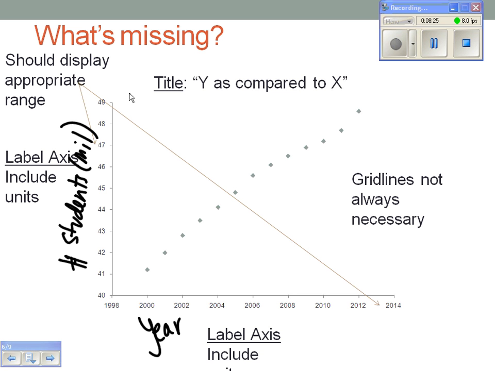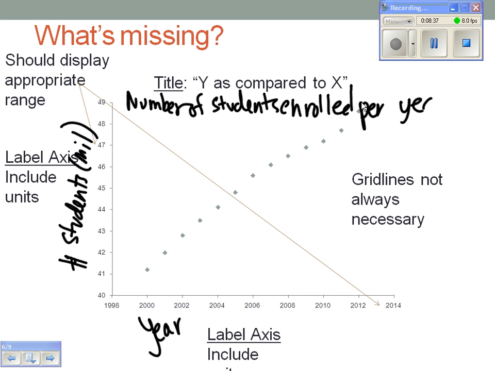So a good title for this would be number of students enrolled per year. Or maybe number of students from 2000 to 2012. Or maybe student enrollment per year, but you always want to do Y versus X in some form.